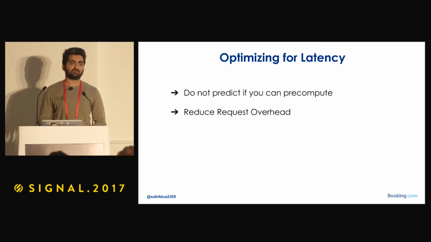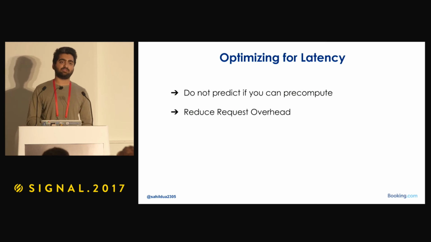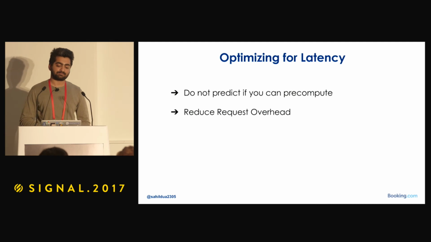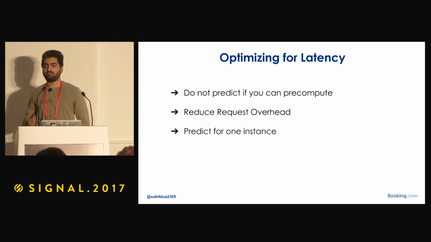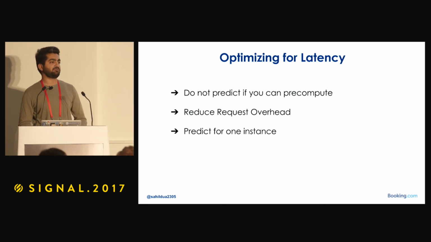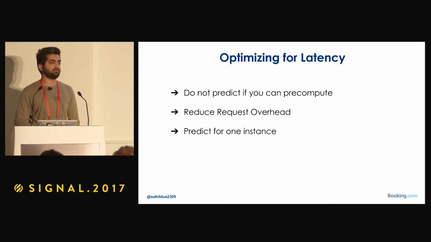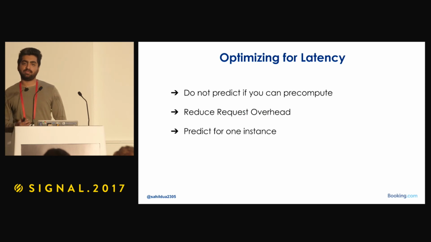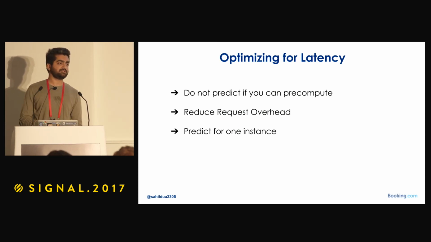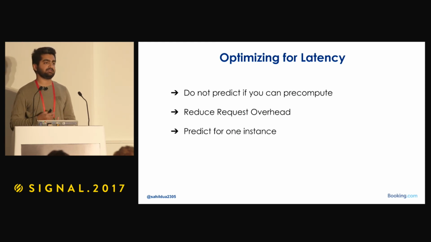So we reduce the request overhead by embedding the model right into the app. There might be other ways to solve this as well. Next thing is always predict for one instance. That means if you want to predict for 3 or 4 different sets of input features, and you want to optimize for latency, it's better to have only one feature request in every request you make. So you have one row of input features for your one request, because this way you're going to get the predictions as fast as possible.